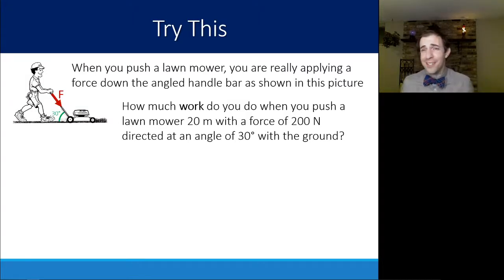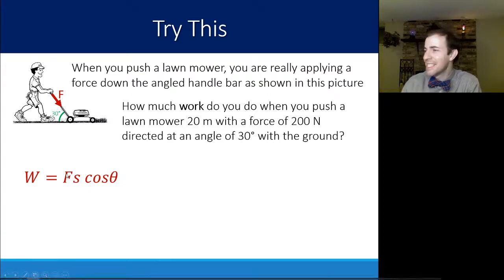But first, let's actually use this. Let's plug in these values and see what happens to calculate our work. When you push a lawnmower, you're actually not pushing perfectly parallel to the ground in the direction that you're moving. Instead, you actually push downward, down the handle here at some angle to the direction of motion. I'd like you to calculate how much work you do when you push a lawnmower 20 meters with a force of 200 newtons directed at an angle of 30 degrees with the ground. Again, this is your formula. What is the work being done with this force, displacement, and angle?